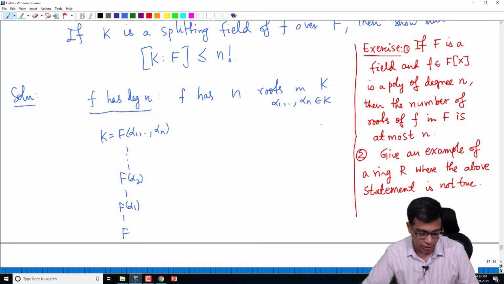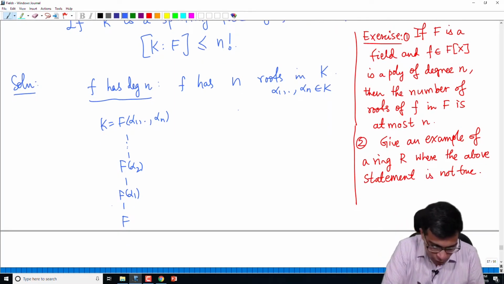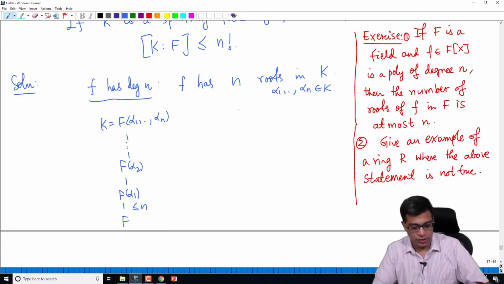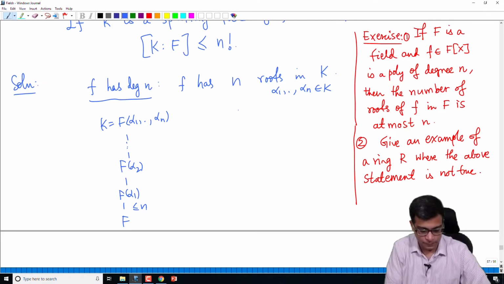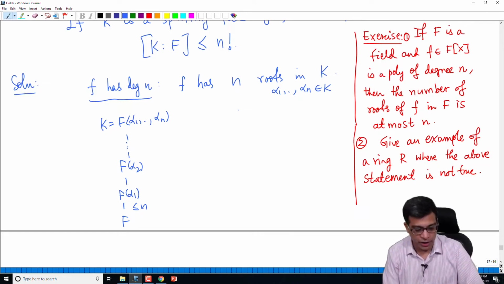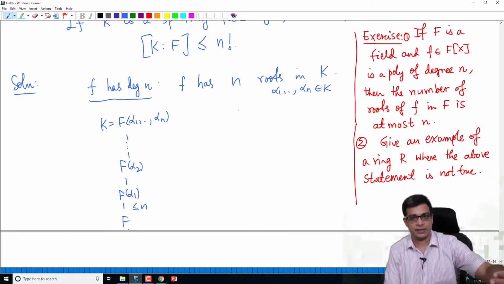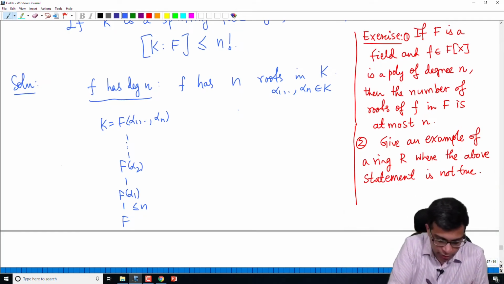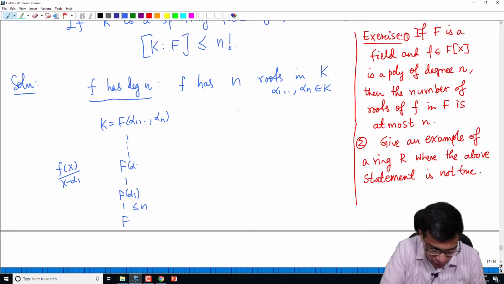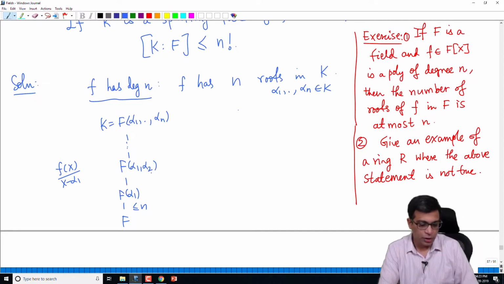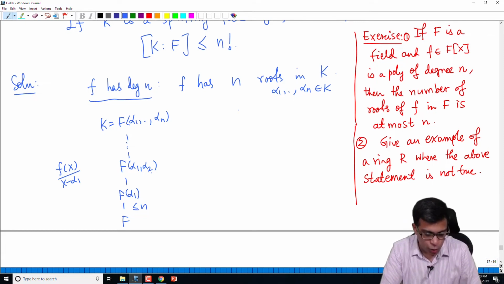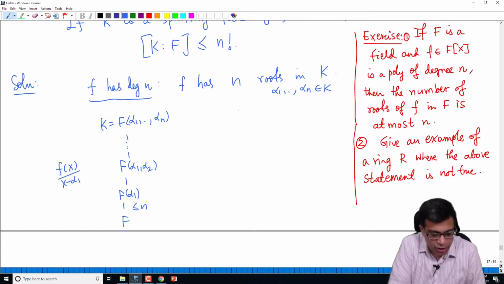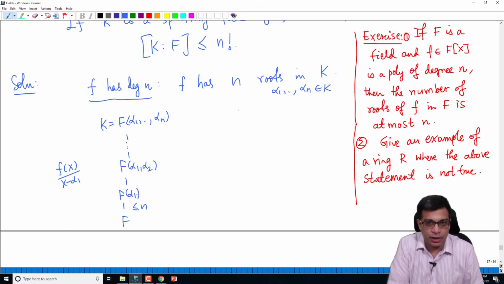So now let's look at the degrees of each individual extension. I claim that the degree here is less than or equal to n because alpha 1 satisfies the polynomial f, right? The degree will be the degree of the irreducible polynomial of alpha 1 over F, which divides the polynomial f. So it will have degree less than or equal to n. And here, the polynomial that alpha 2 satisfies over F(alpha 1) will be f(x) divided by x minus alpha 1, because that is an element in this polynomial ring.